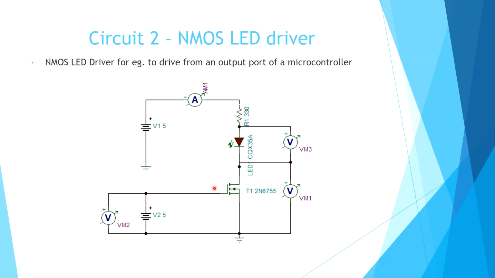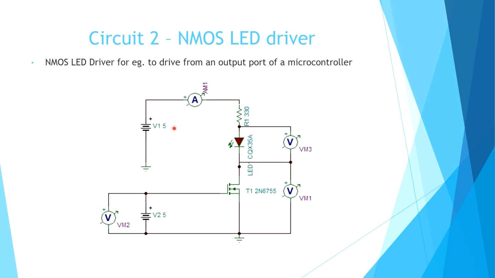Circuit 2, NMOS LED driver. This LED driver can be connected to an output port of a microcontroller. This NMOS MOSFET transistor is needed to drive the LED. Here we have taken 2N675 as the MOSFET. This is a green LED, and I have taken a 330 ohm resistor here.